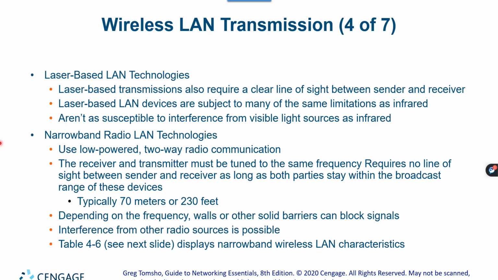We have narrowband radio LAN technologies. It's going to use low power two-way communication. It's going to be in one frequency. The problem is, since it uses a single frequency, it's real easy to have interference block your transmission, because it cannot change frequencies. If something creates interference, the narrowband radio is not going to be able to work around it, whereas a broadband radio is going to be able to switch to another frequency and get away from the interference. The narrowband is not.